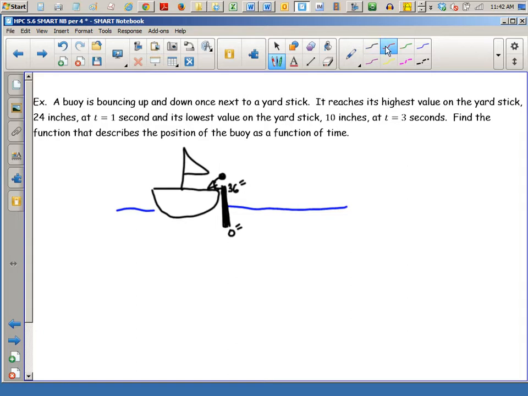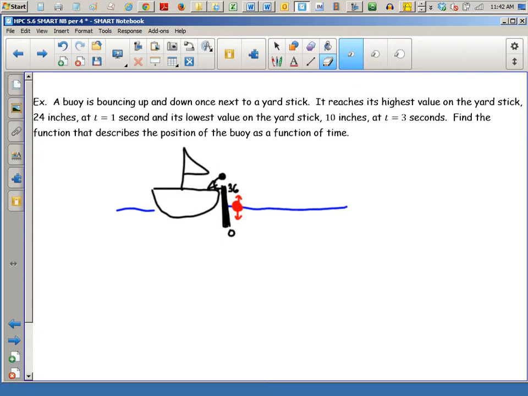So I'm just going to draw the buoy like this, if you don't mind. The buoy is doing an up and down bobbing motion. Those are inch symbols, not equal signs, so I think I'll erase those. Okay, so it's going up and down, up and down.